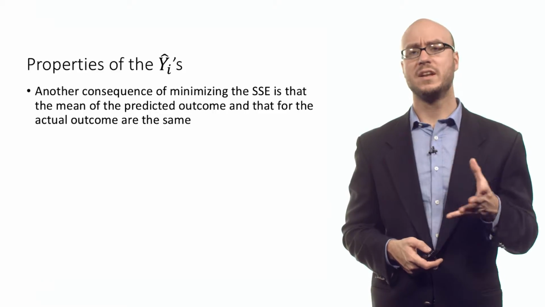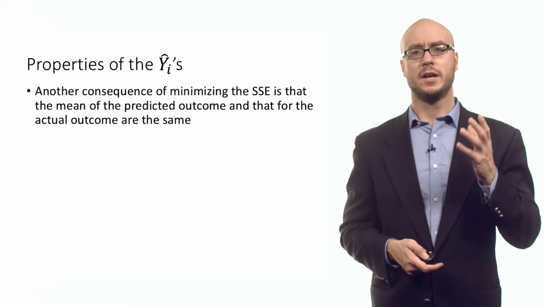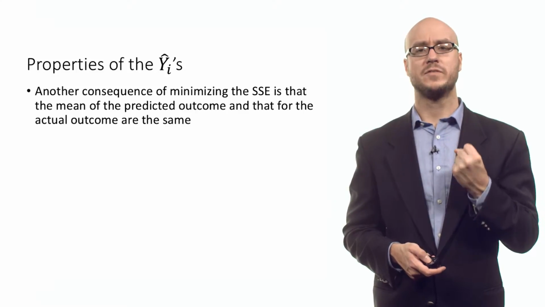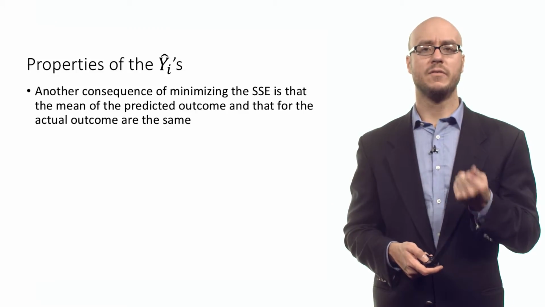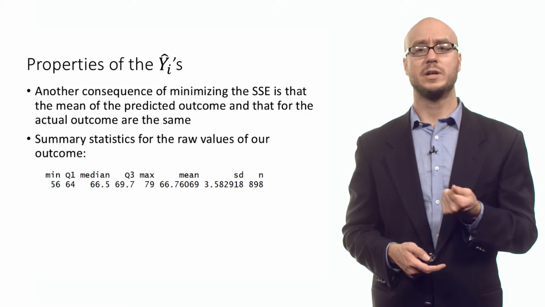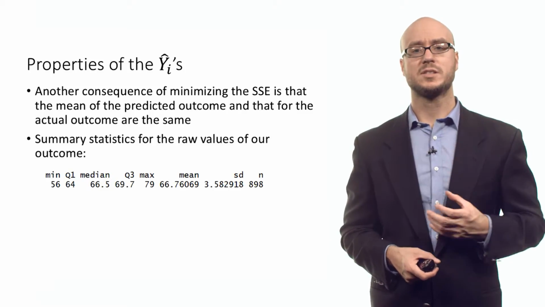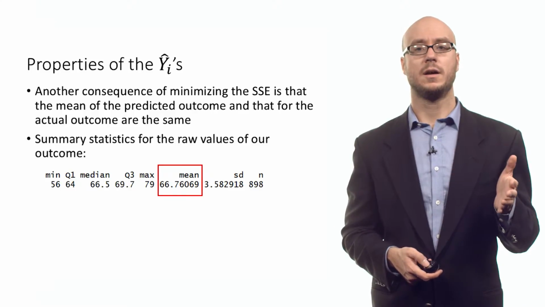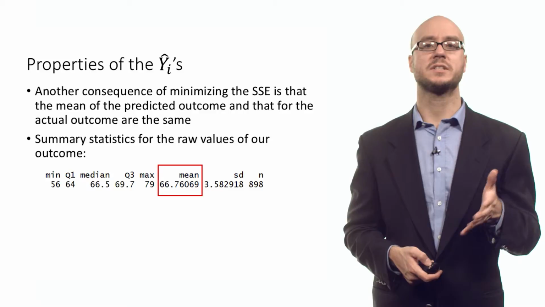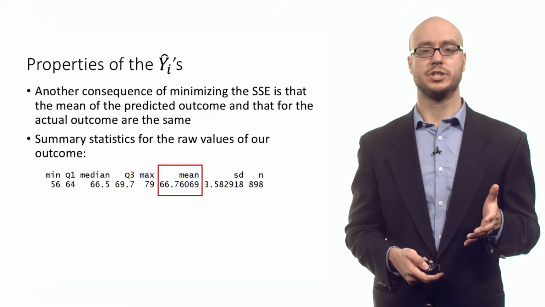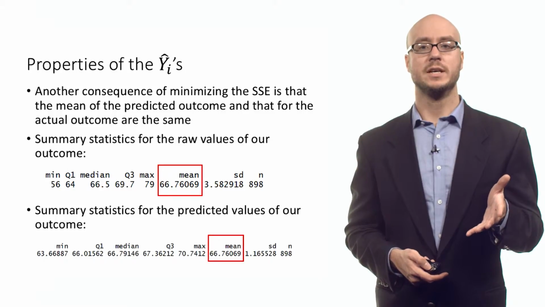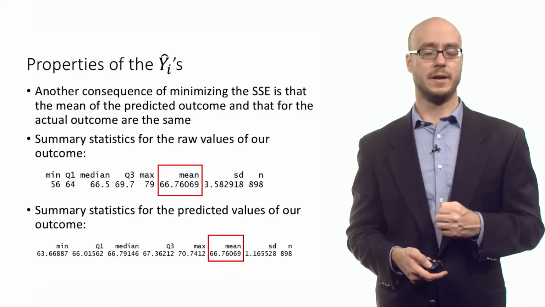There are also several least squares properties of the fitted values, or the y-hats. Another consequence of minimizing sum squared errors is that the mean or average of the predicted values of the outcome and that for the actual outcome are in fact the same. So if we look at the summary statistics for the raw values of our outcome, the raw value has an average or mean of 66.76 inches. If we look at the predicted values of our outcome, that average is identical within rounding error.